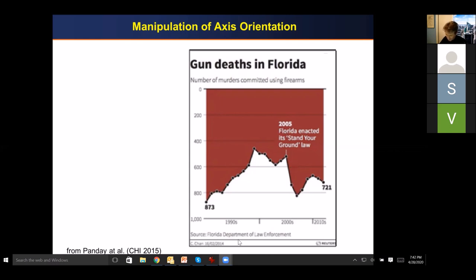And this is really from a real brochure. It comes from the Florida Department of Law Enforcement. This is not something a student made up. This is a real thing that appeared in an official government brochure. Misleading to the extreme, right?